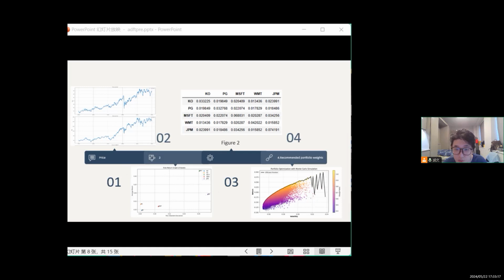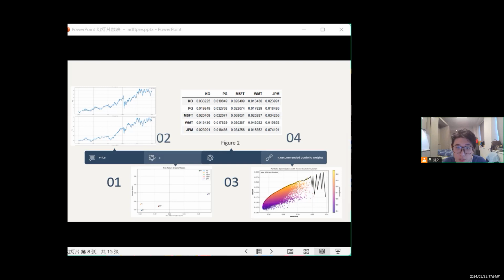That's in the second graph. The results show that KO is a low risk and low return asset, which is very suited for the risk averse. PG is a low risk and medium-high return asset, which hints at the stability and the potential of the company's stock. And MSFT has high risk and high return, which is very suited for the risk lover. And JPM has the highest risk among the 5 companies, but not a high return. So I'm not recommending this asset.